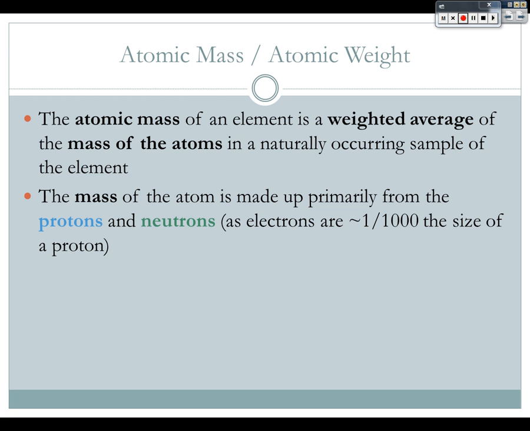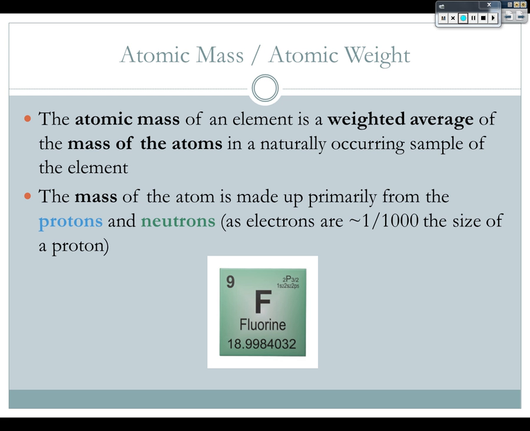The mass of the atom is primarily made up of protons and neutrons, which is why we have to talk about that weighted average. Since it's a weighted average, it's not actually a whole number, because you're doing all the averaging that you need to do, and so sometimes we don't get whole numbers. In fact, fluorine has an atomic mass of 18.9984032. That number is our atomic mass. So when you look on the periodic table and you see numbers with decimals, that's our weighted average atomic mass.